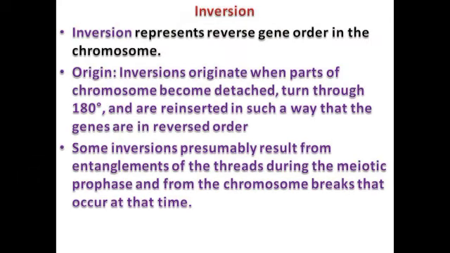Let me go to another type of chromosomal aberration, inversion. Inversion represents reverse gene order in the chromosome. Inversion originates when parts of the chromosome become detached and turn through 180 degrees and are reinserted in such a way that the genes are in reversed order.